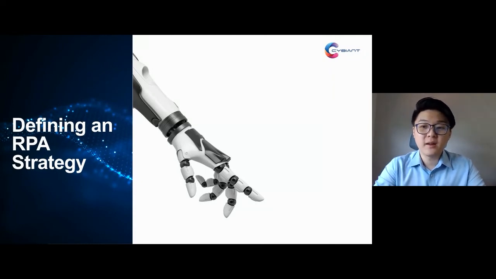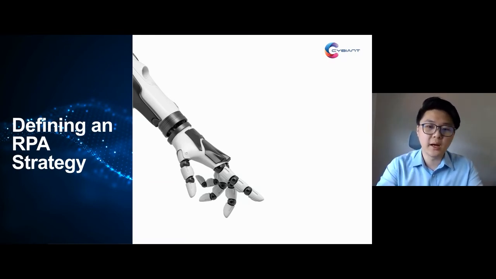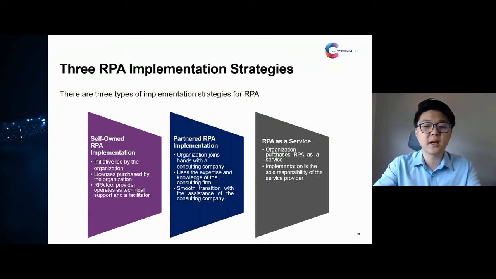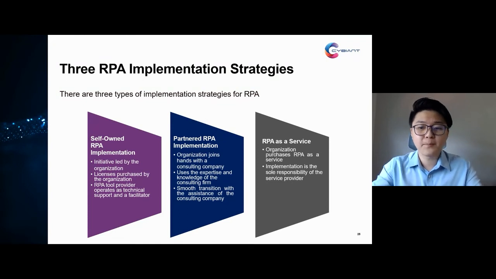Okay, once we have all the robots, then we probably need to define a strategy for the implementation of RPA. In RPA, there are three ways to implement it, which are the self-owned RPA, the partner RPA implementation, and the RPA as a service. And implementing RPA in an organization is a strategic move towards achieving efficiency. Let us look into each one of them.